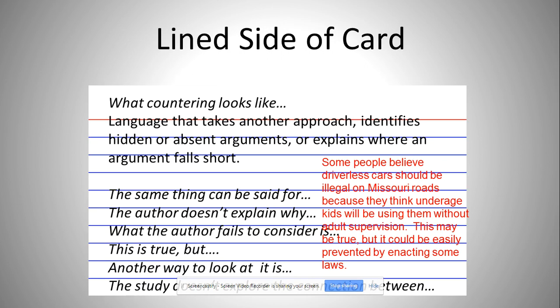On the back side of your note card, we wrote down what countering looks like. And we wrote that it is language that takes another approach, it identifies hidden or absent arguments, or it explains where an argument falls short.